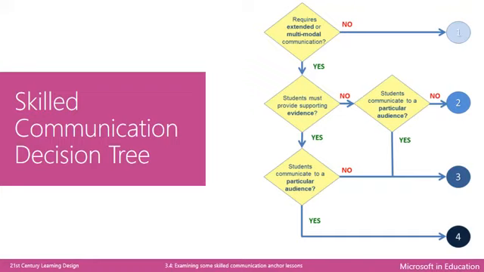However, if the answer to this question is yes, students are required to produce extended communication or multimodal communication, then I need to ask myself 2 questions. Do the students have to provide supporting evidence, or do they design their work for a particular audience? If the answer is no to both of these questions, the learning activity is coded at a 2. But if the students do have to provide supporting evidence, or they have to design their communication for a particular audience, the learning activity is coded at a 3.